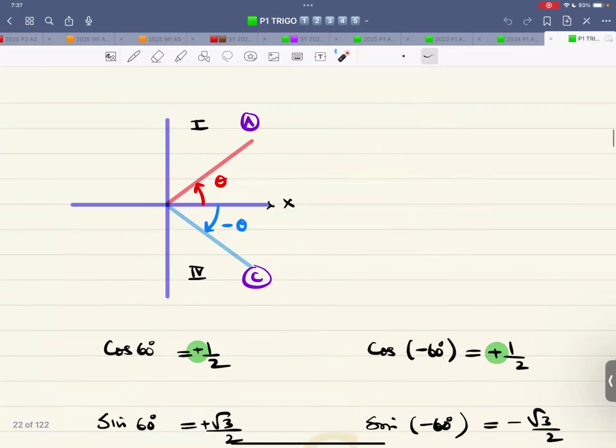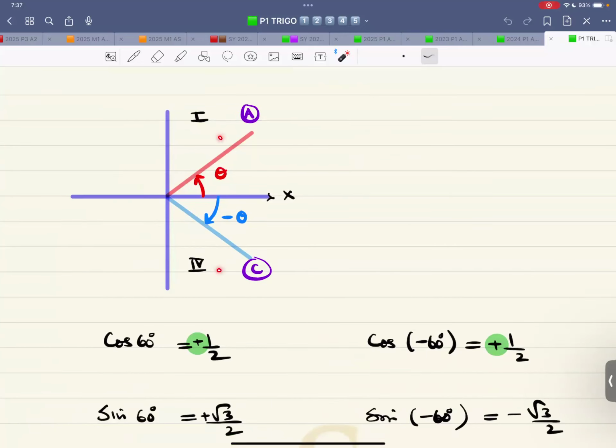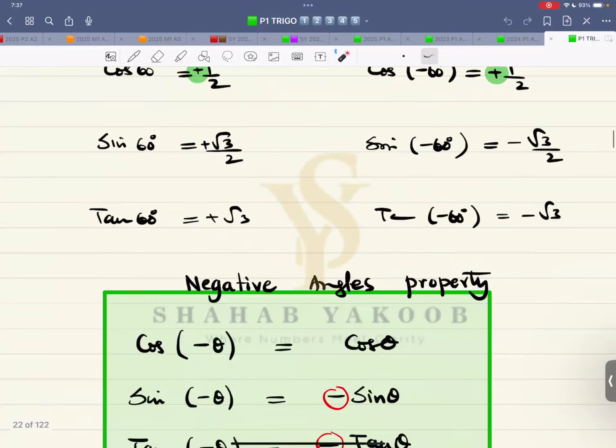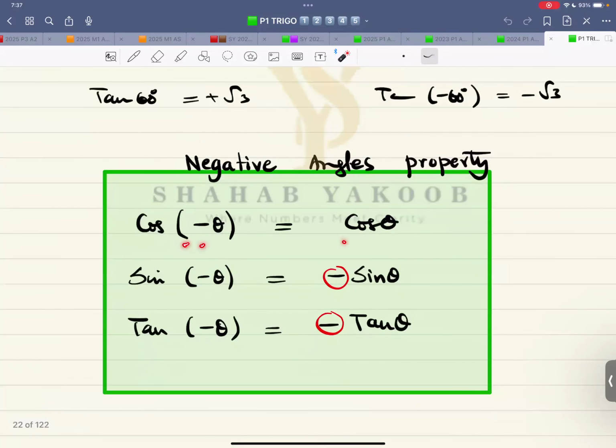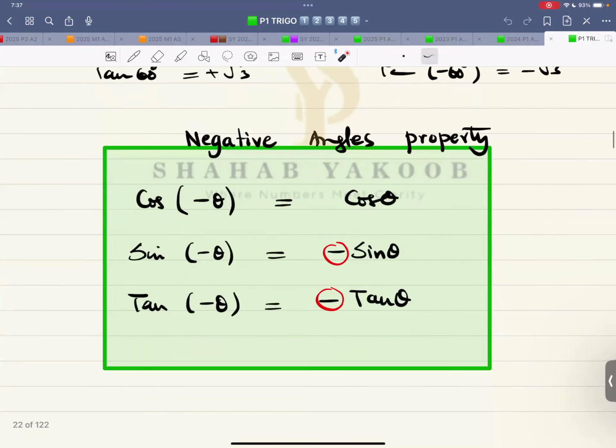Negative angle property. That means first quadrant, fourth quadrant, all the three ratios are positive in the first, only cosine is positive in the fourth. Therefore, cosine of theta and cosine of negative theta, they both have the same value. In other words, cosine of negative theta is cosine theta, but sine of negative theta is minus sine theta, and tangent of negative theta is minus tan theta.